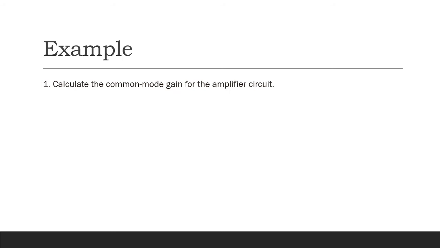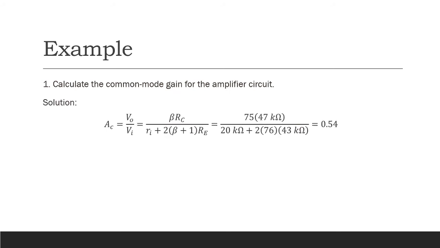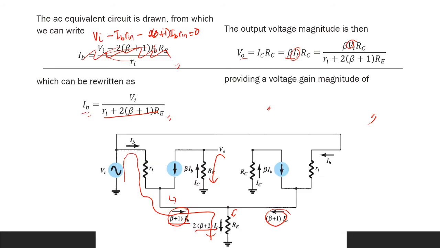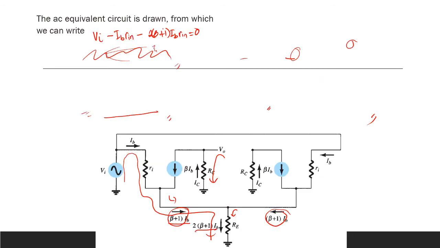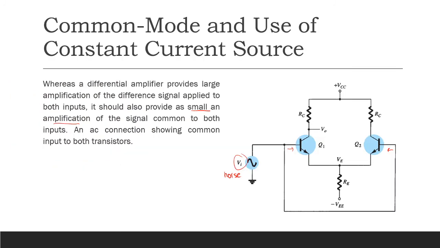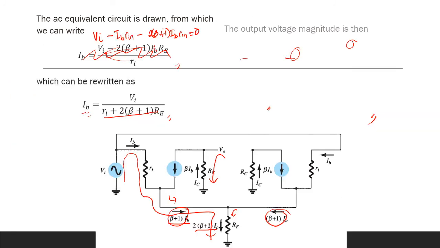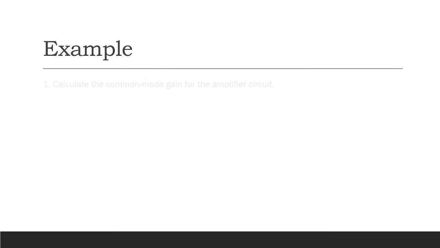So, calculate the common mode gain for the amplifier circuit daw. Hala, nasan yung circuit? I think. Ayan. So, wala pala yung circuit. Sige, pa-flash ko na lang yung circuit. Okay. Saglit. Please give me a few minutes.